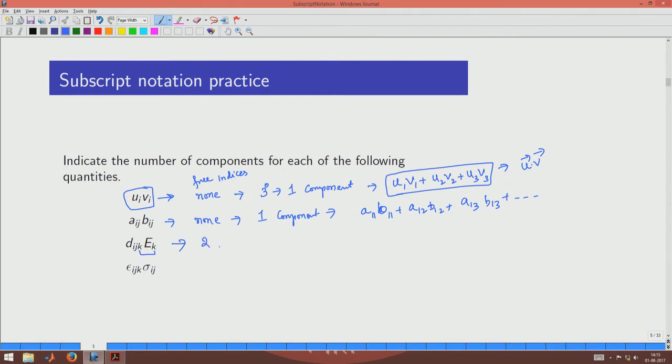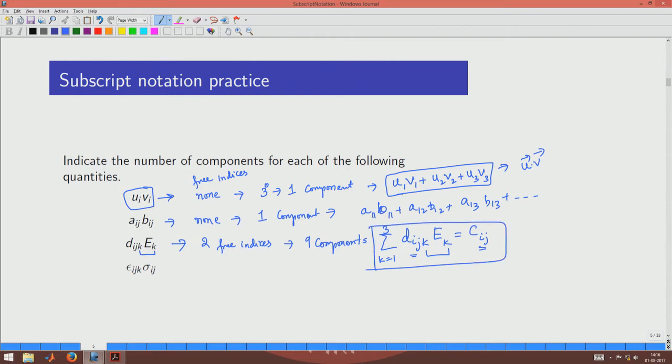So which means that there are two free indices, and this would mean that there will be 9 components. So you could then write, for example, this expression as follows: d_ijk e_k as some other quantity, maybe c_ij, so that the free indices are matching on both sides, and the summation is over the index k, and you could write it as k is equal to 1 to 3. So this is the expression that we meant by this.